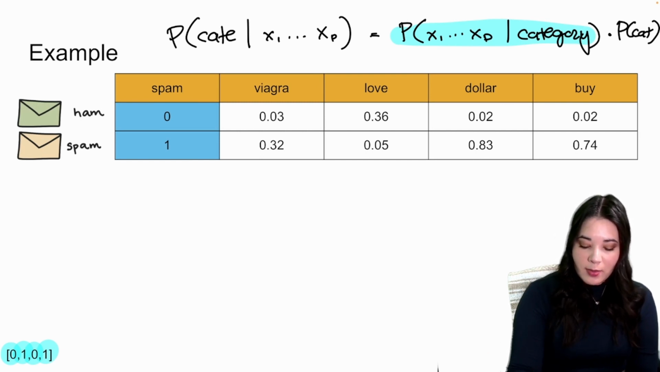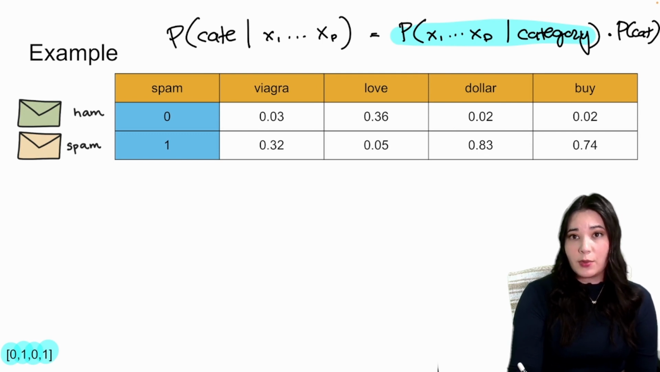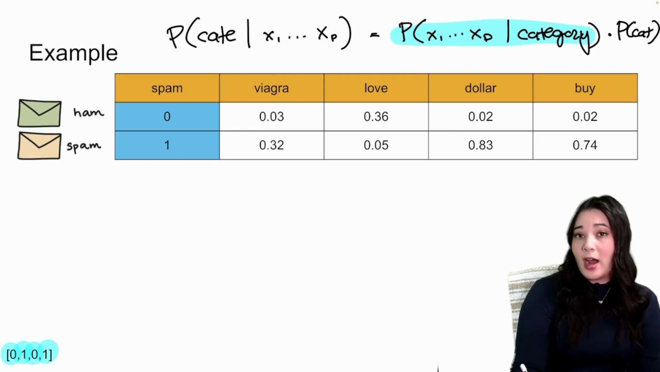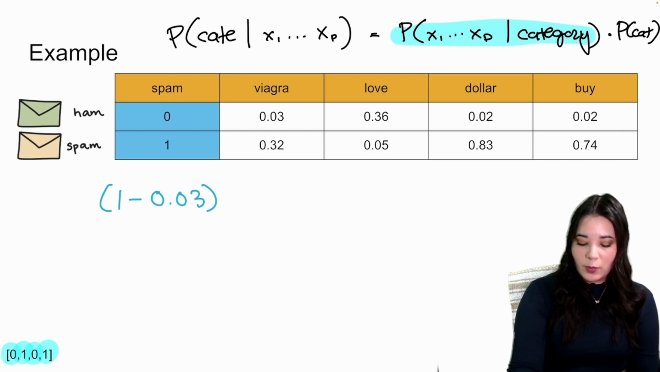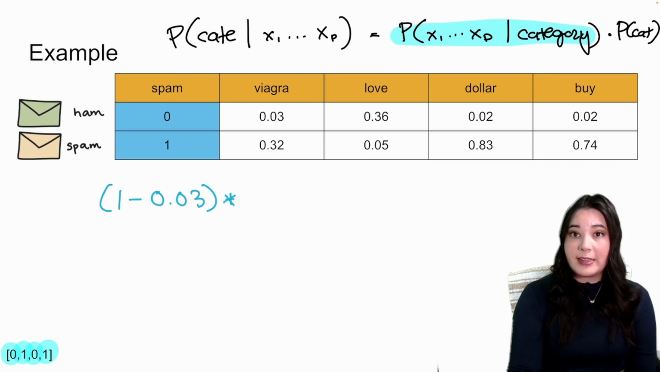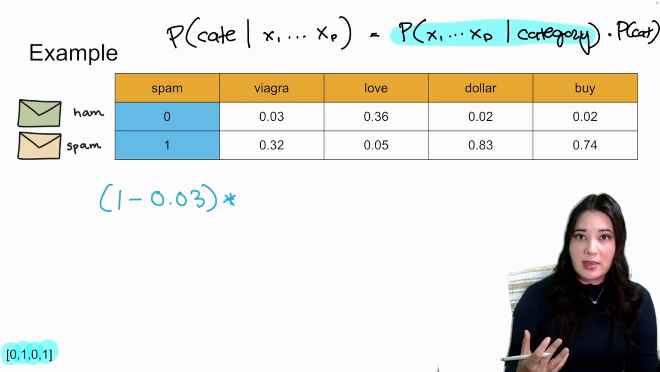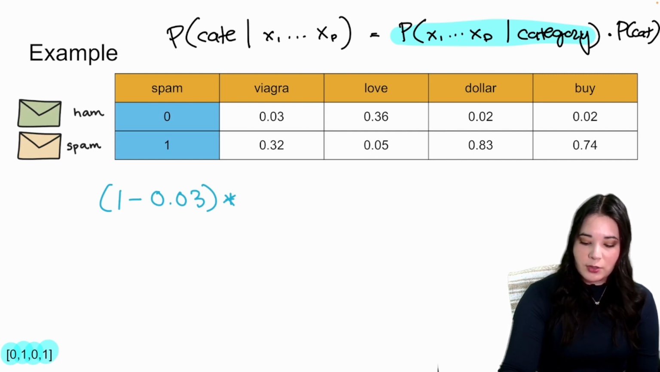Well, the probability of seeing the word Viagra is 0.03. So the probability of not seeing the word Viagra would be 1 minus 0.03. Then we're going to multiply that by the probability of seeing the word love, because the word love appeared in my email. That probability is going to be 0.36. So I'm going to multiply by 0.36.